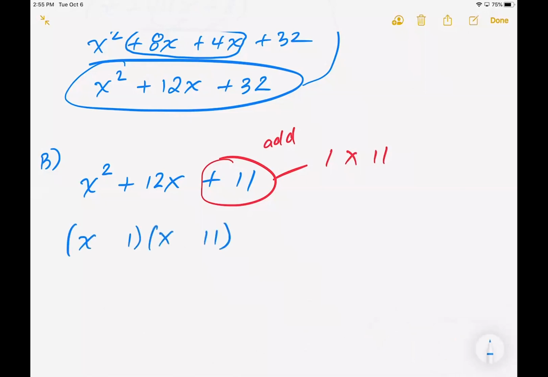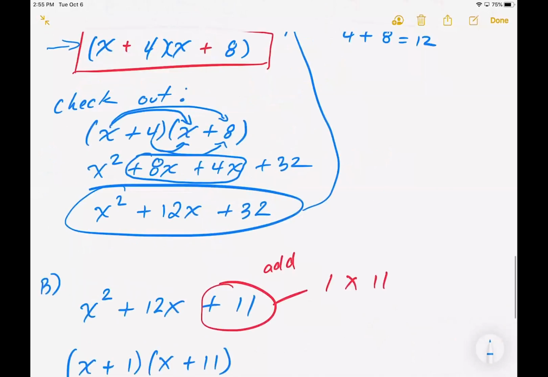What are the signs of this item here? The signs of this item will be, both of them will be positive. Why? Because 1 times 11 is 11, and 1 plus 11 is equal to 12. And again, the previous problem is 12 too. And again, the previous problem is 12, right?